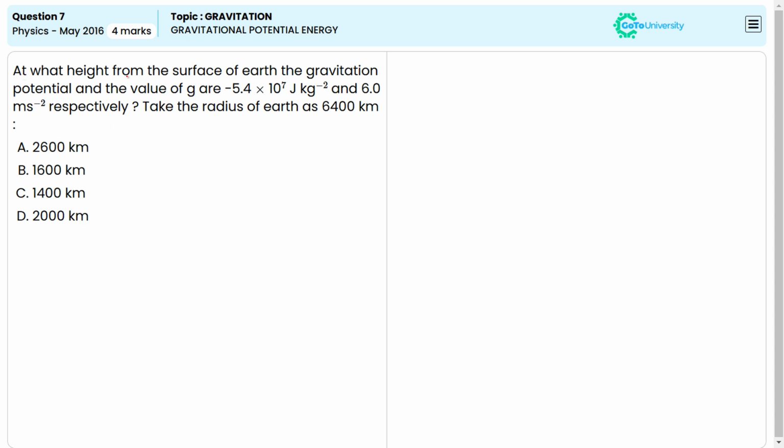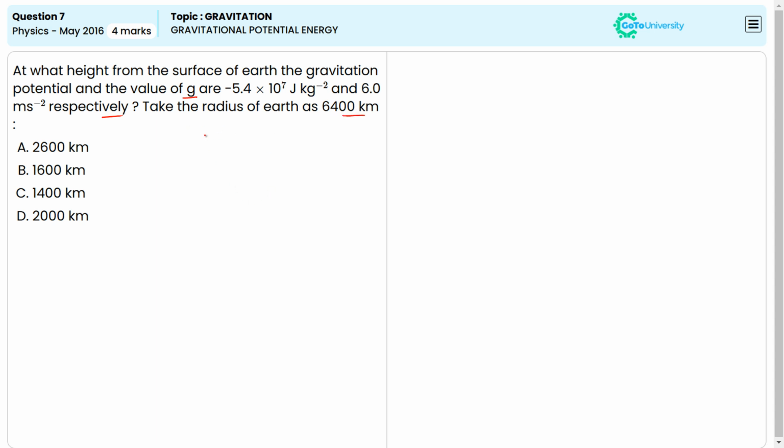At what height from the surface of Earth are the gravitational potential and the value of g equal to minus 5.4 into 10 to the power of 7 joules per kg and 6.0 meter per second square respectively? Take the radius of the Earth as 6,400 kilometers.